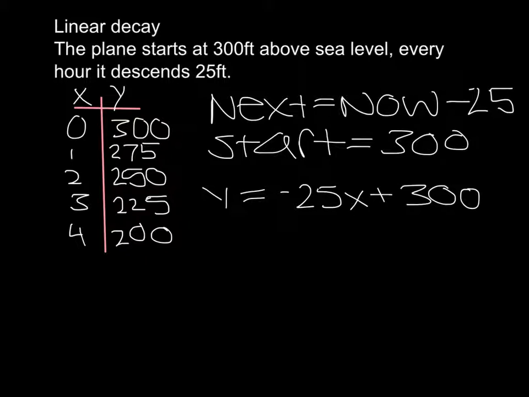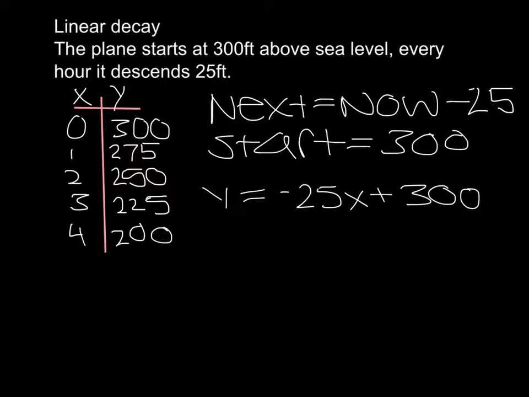Every hour it descends 25 feet. The now-next equation for this is next equals now minus 25, because you go down 25 feet each time. The start is 300 because the plane started at 300 feet. To get the explicit equation, you take the minus 25 from the now-next and put it as negative 25 in front of x. And then you add the start, which is 300.